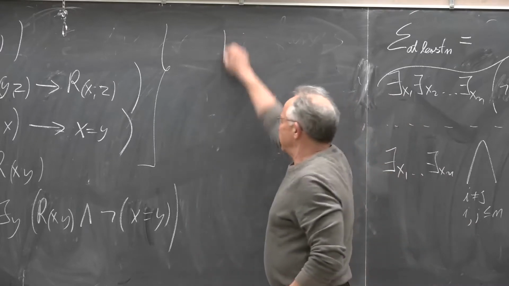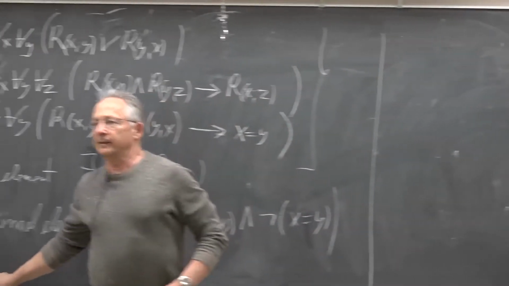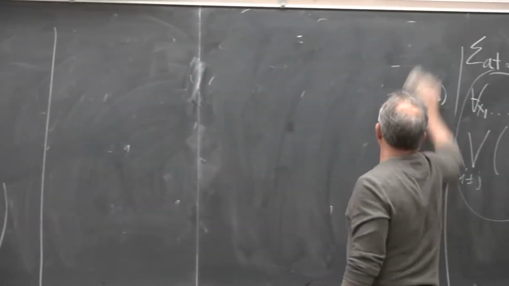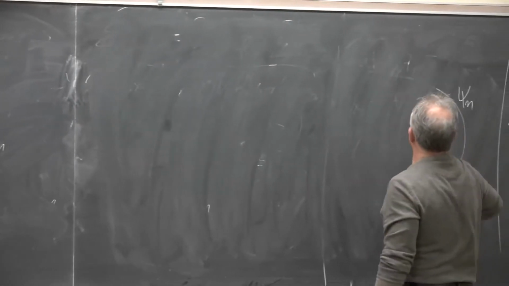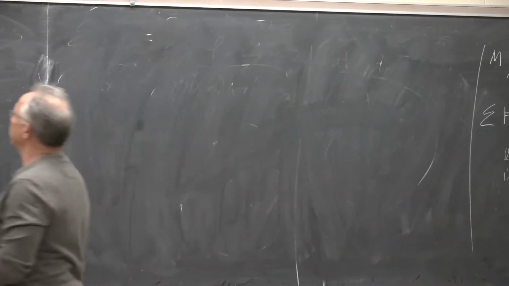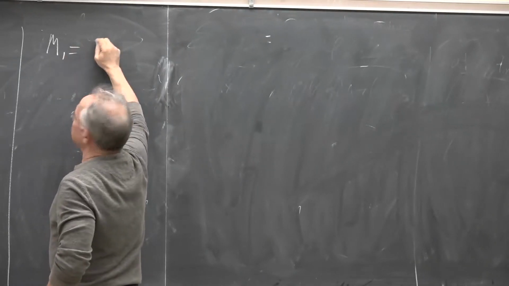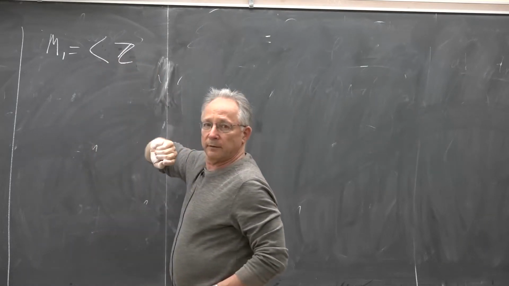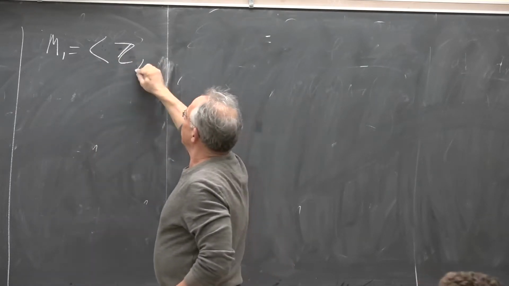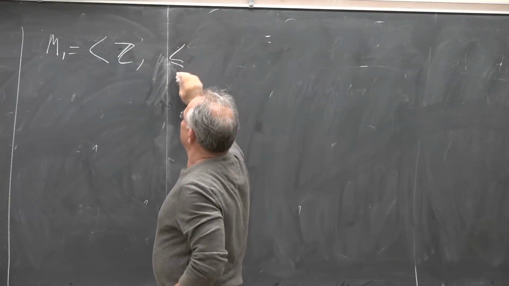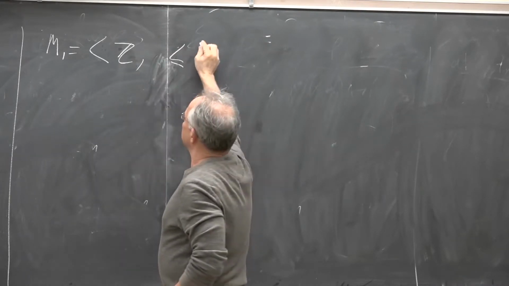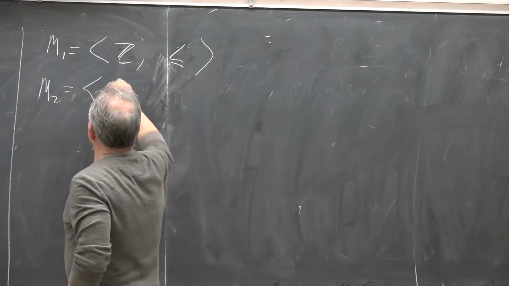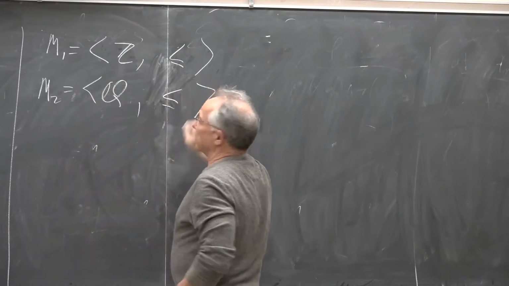Do we have a formula? In other words, what I'm asking is, let M1 be the integers, positive and negative integers, with R of M being less or equal in this structure. And let M2 be the rational numbers with the same ordering.